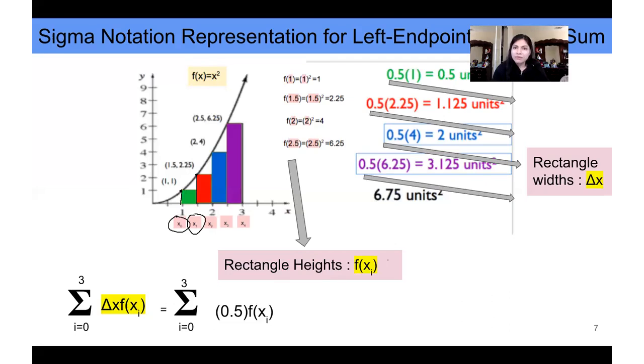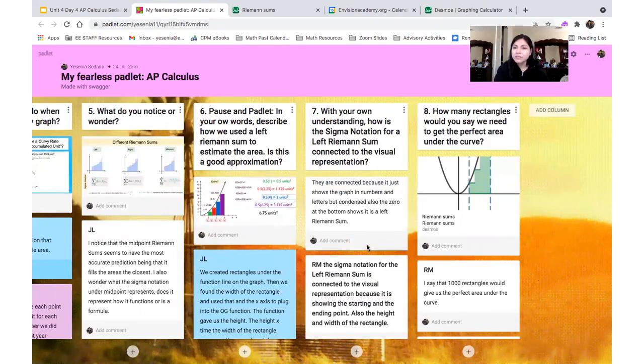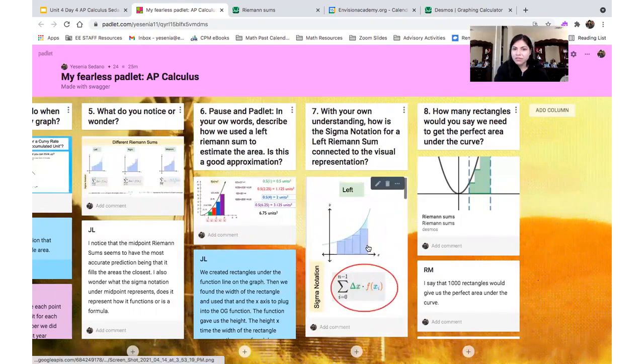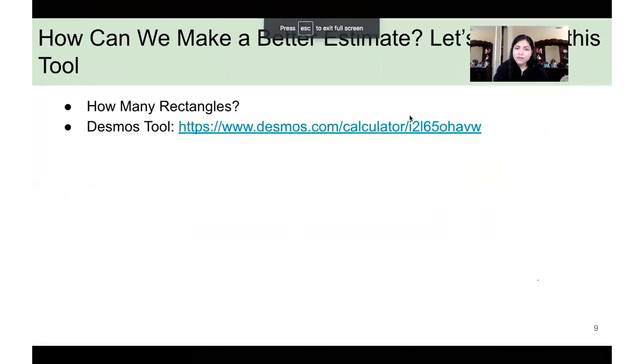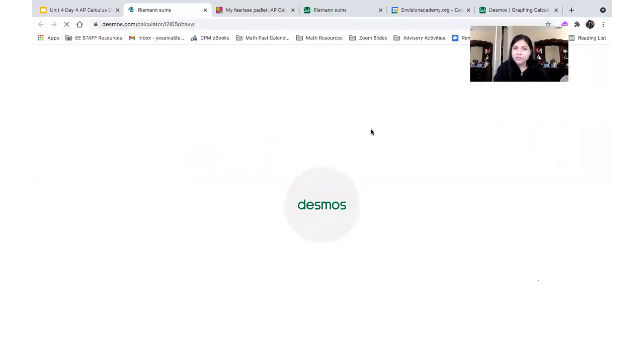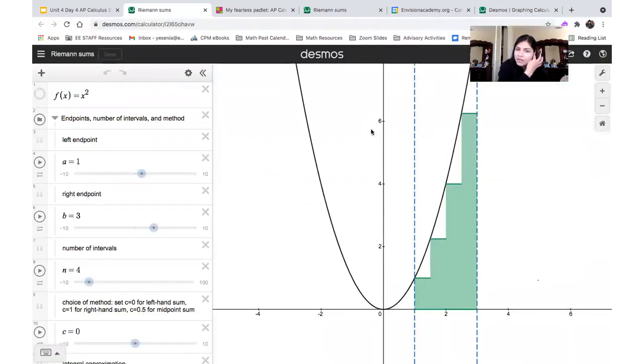But other than that, we went ahead and we processed our understanding of this connection in a Padlet. How is sigma notation related to Riemann sums? A lot of you are making that connection. Amazing. So then we moved on from that, and we did a whole class exploration with this tool. So this was me at the front, and you all were taking a look at me playing around with this tool. So we noticed that 4 rectangles doesn't really approximate the area under the curve between 1 and 3 of our function really well.